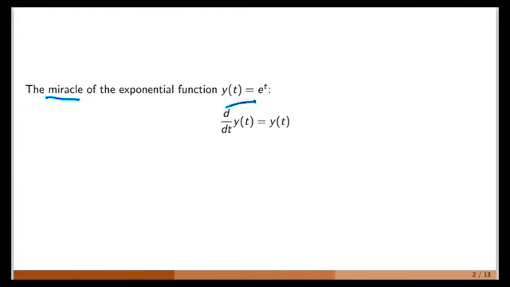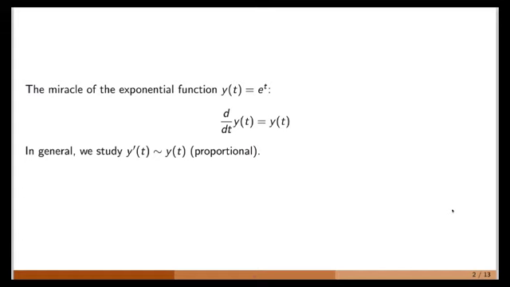Right? We had the equation d by dt y of t equals y of t, where y of t is the exponential function. And now we would like to generalize this relationship just a little bit, and then this gives us the natural laws for growth and decay. So we study a proportionality now between y prime and y. So we no longer assume they are equal, but we do assume that they are proportional to each other.